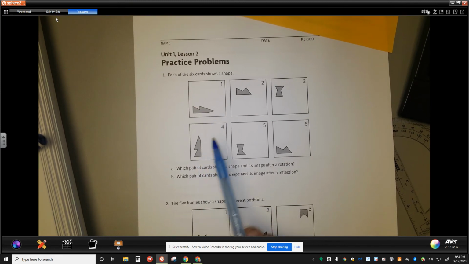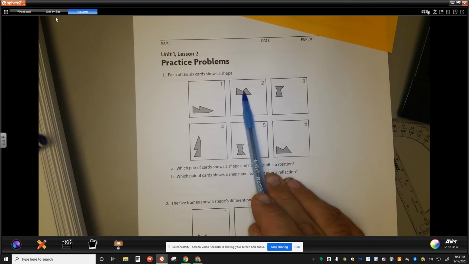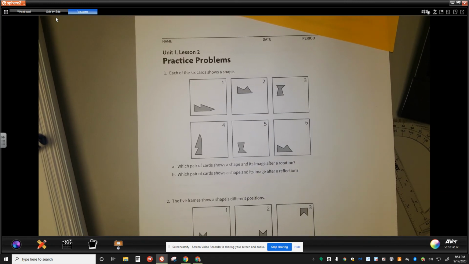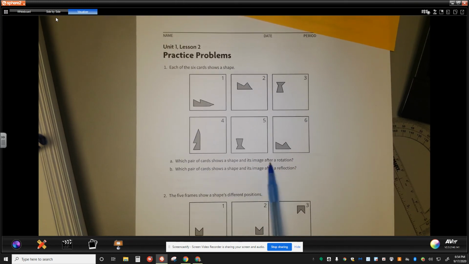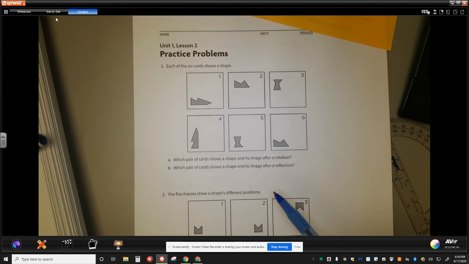Is this one a rotation? I see that this one matches with this one. Is it a rotation? I see that 2 matches with 6. Is it a rotation? And I have to decide which of these 3 pairs of cards are rotations, and I have to decide which of these 3 pairs of cards shows a shape and its image after reflection. So I have to make sure I pair those up and look at those things correctly.